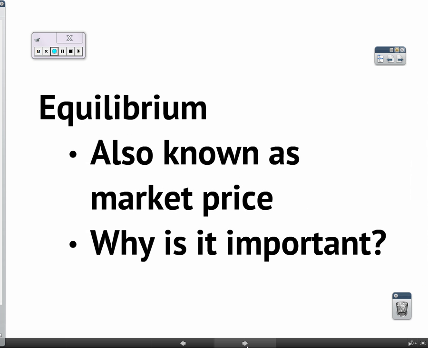And the equilibrium, when we do the chart tomorrow, you will find something known as the market price, where the supply and demand come into equilibrium. And it's very important. And when we go through this, you have to look and see, why is it so important?